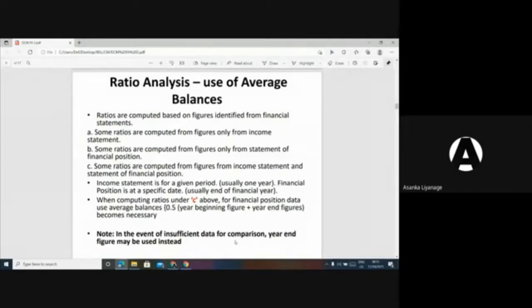There is another point. If there is no sufficient data given in the examination question for you to calculate average figures, in that case you can take the year-end figures. Or the examiner might tell you no need to take the average figures in the exam paper, right? In that case, don't calculate the average figures. It is very clearly indicated, right? Any questions on these slides?